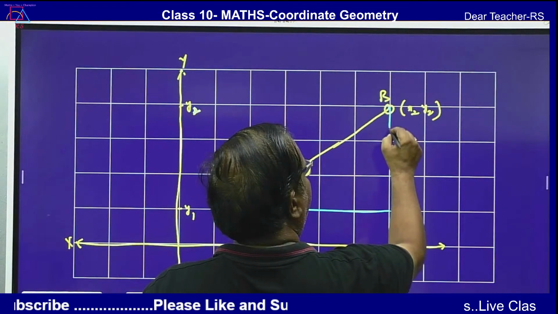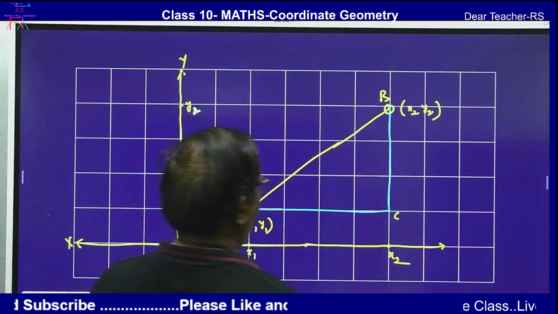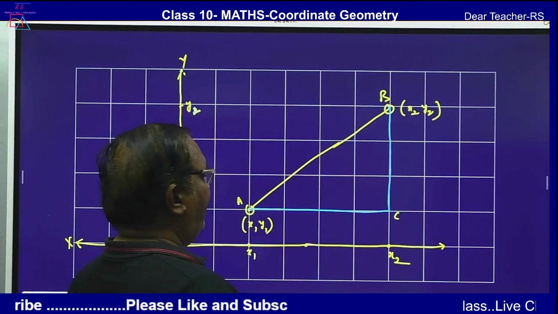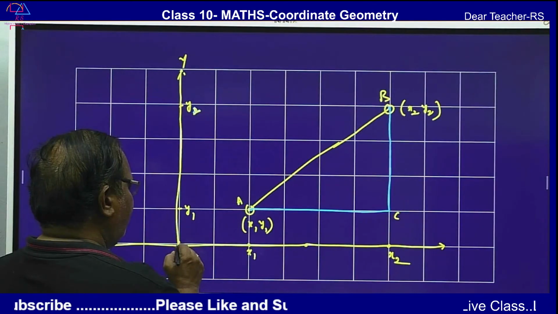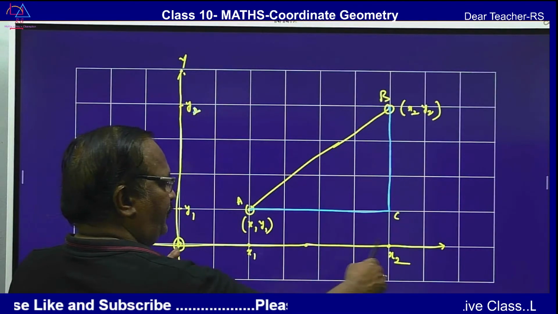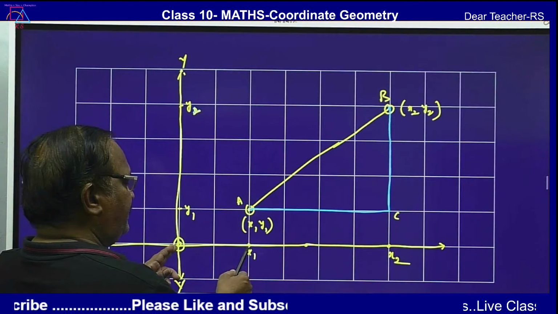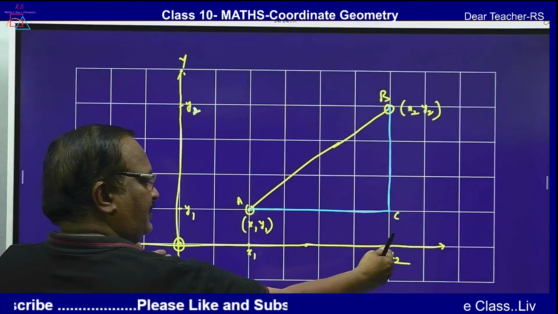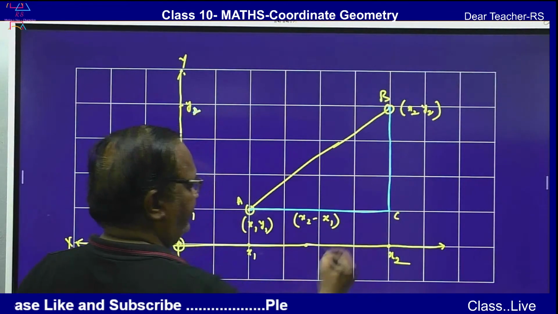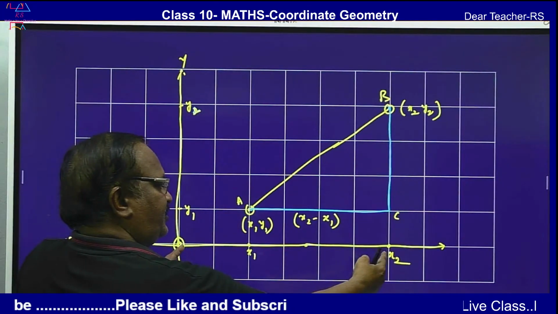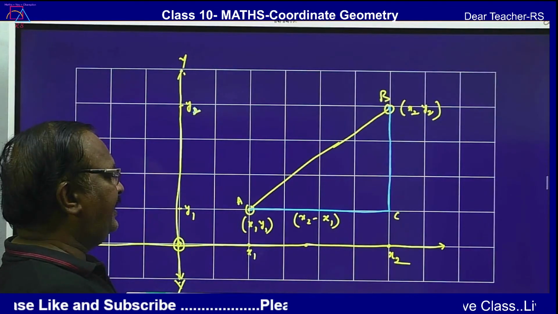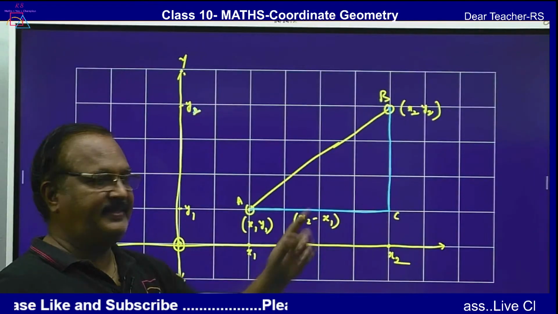You make a triangle. Let us say this is C. Now you need AC. How much is AC? You can calculate from the origin. From the origin to this is x2 units, and from the origin to this is x1 units. If you subtract these two, that means if you write x2 minus x1, you will be getting AC. x2 means this distance, x1 means this distance. Remove this distance from this distance, then x2 minus x1 is AC.